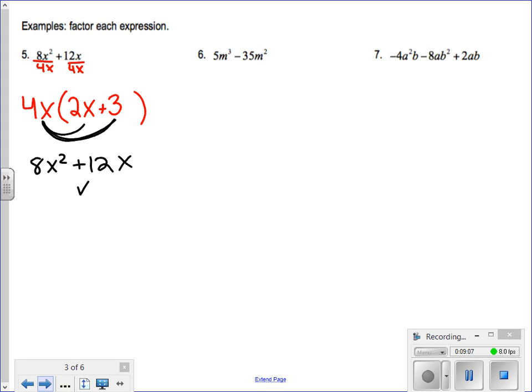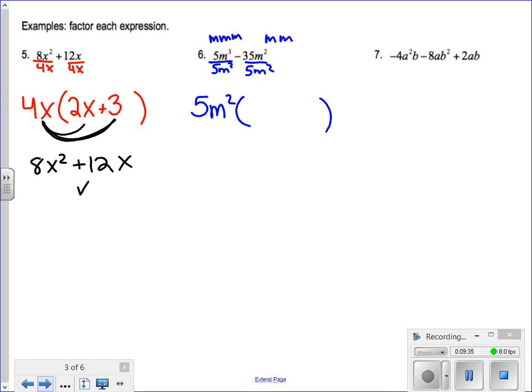5m cubed minus 35m squared. Well, the GCF here, they both have a 5, so 5 is part of my GCF. And then the exponent, m cubed has 3 m's, and m squared has 2 m's. So they have at most m squared in common. When I divide both terms by 5m squared, I'm able to figure out what goes inside my parentheses.